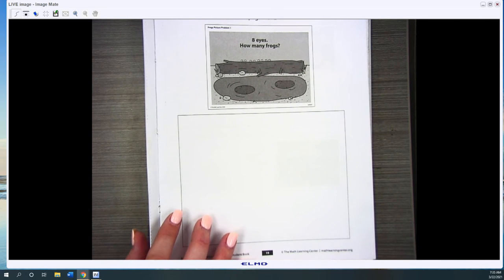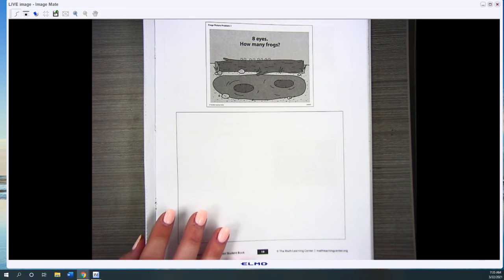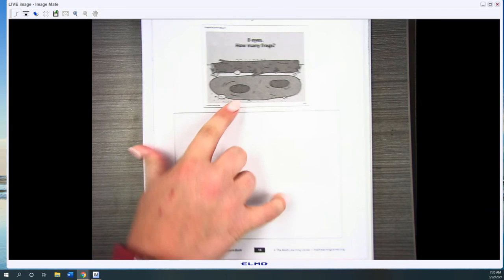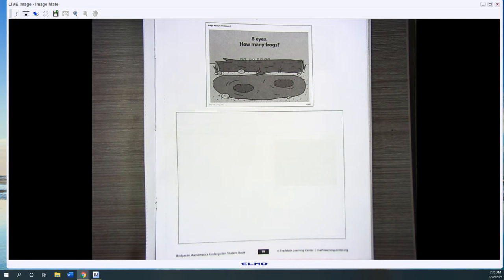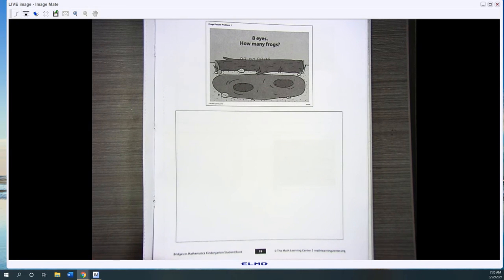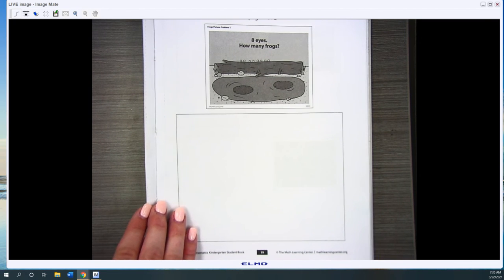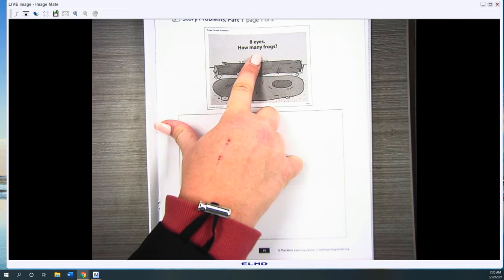So, our first story problem says 8 eyes. How many frogs? You have the same picture in your book, so go ahead and look at that. And then down here you have this big box, and that is where you're going to show how you solved the problem. Okay, so I want you to think about this problem and decide how you are going to solve it.